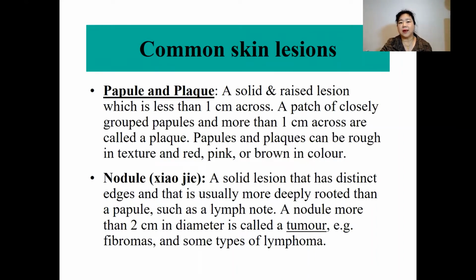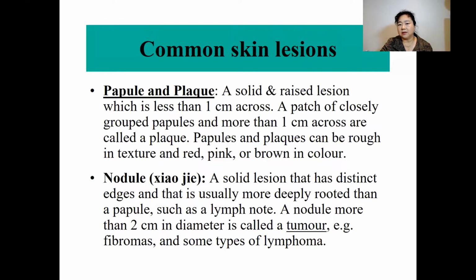A papule is a solid and raised lesion which is less than 1 centimeter across. A patch of closely grouped papules more than 1 centimeter across is called a plaque. Papules and plaques can be rough in texture and red, pink, or brown in color.